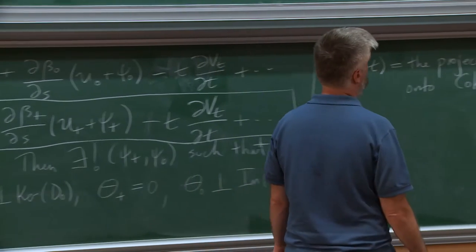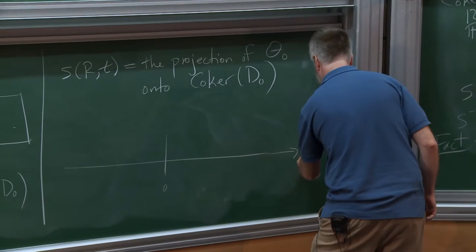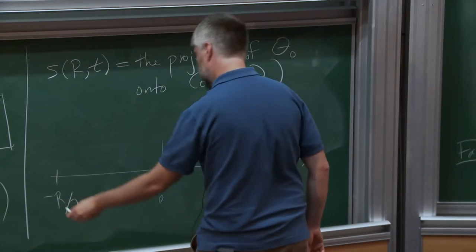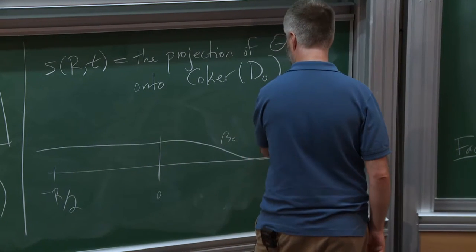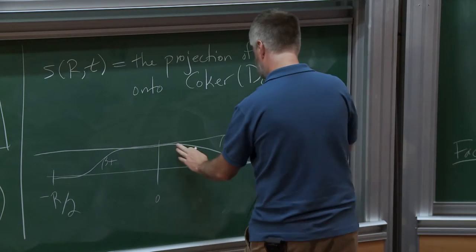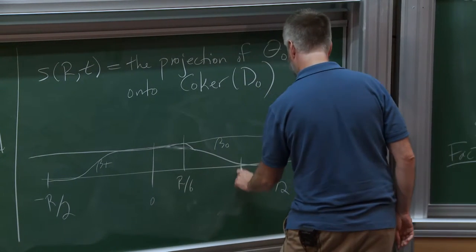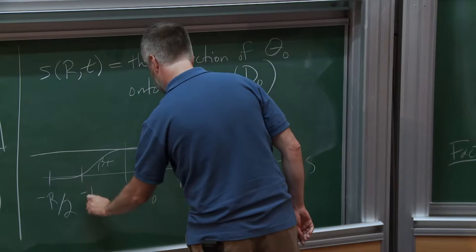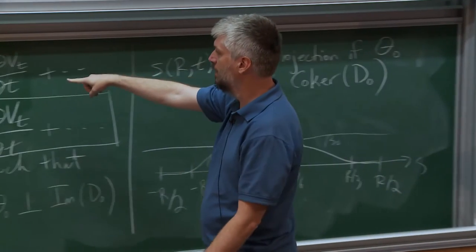And the reason why, I didn't draw the picture of the cutoff functions, but the cutoff functions look like this. So here is S, here's R over 2, here's minus R over 2. So beta 0 is sort of going like that, and beta plus is going like this. We could make it so that the region where it's actually getting cut off goes from, say, R over 6 to R over 3. So this is minus R over 6 and minus R over 3. And then if you look at the other equation for theta plus, this thing is actually equal to 0.